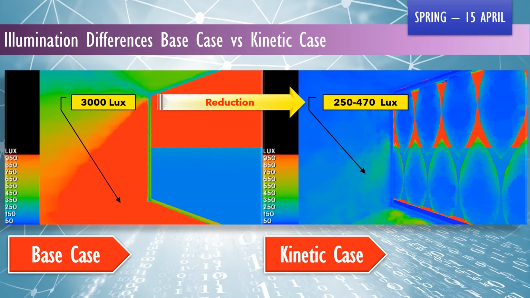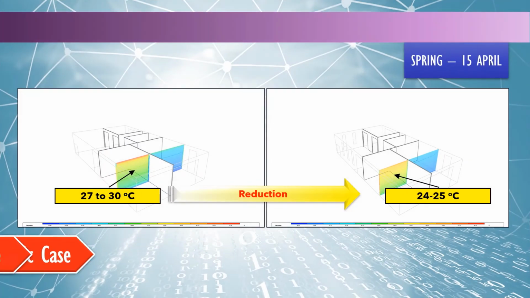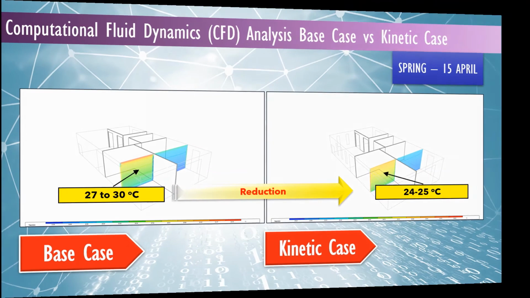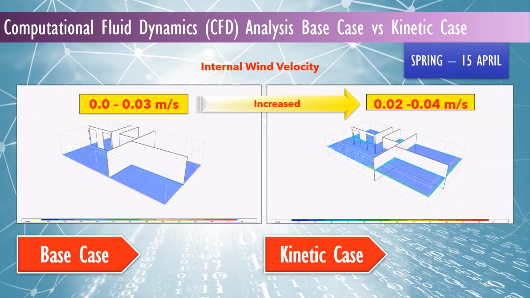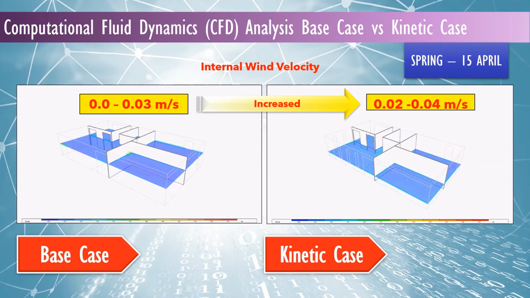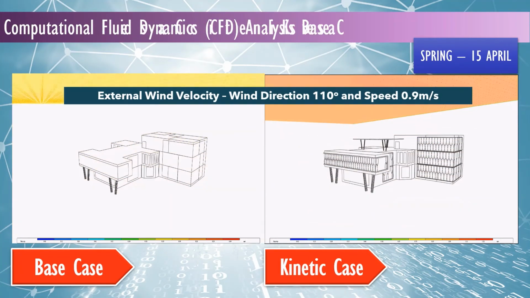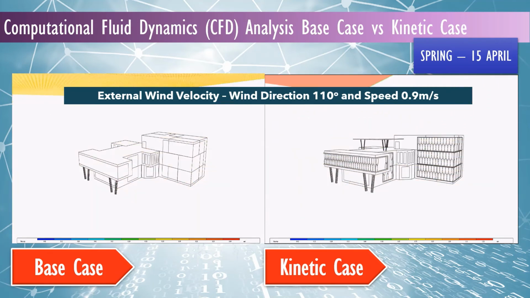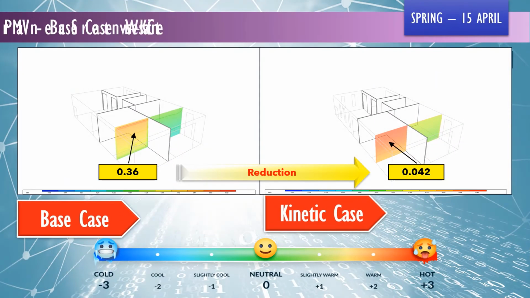Illumination differences, the lux was above 3000 and was reduced to around a range of 250 to 470. Computational fluid dynamics, the temperature is reduced by 15%. Internal wind velocity is increased. External wind velocity, the wind direction 110 degrees and the speed 0.9 meters per second. PMV is reduced from 0.36 to 0.042, and that is considered a neutral range.